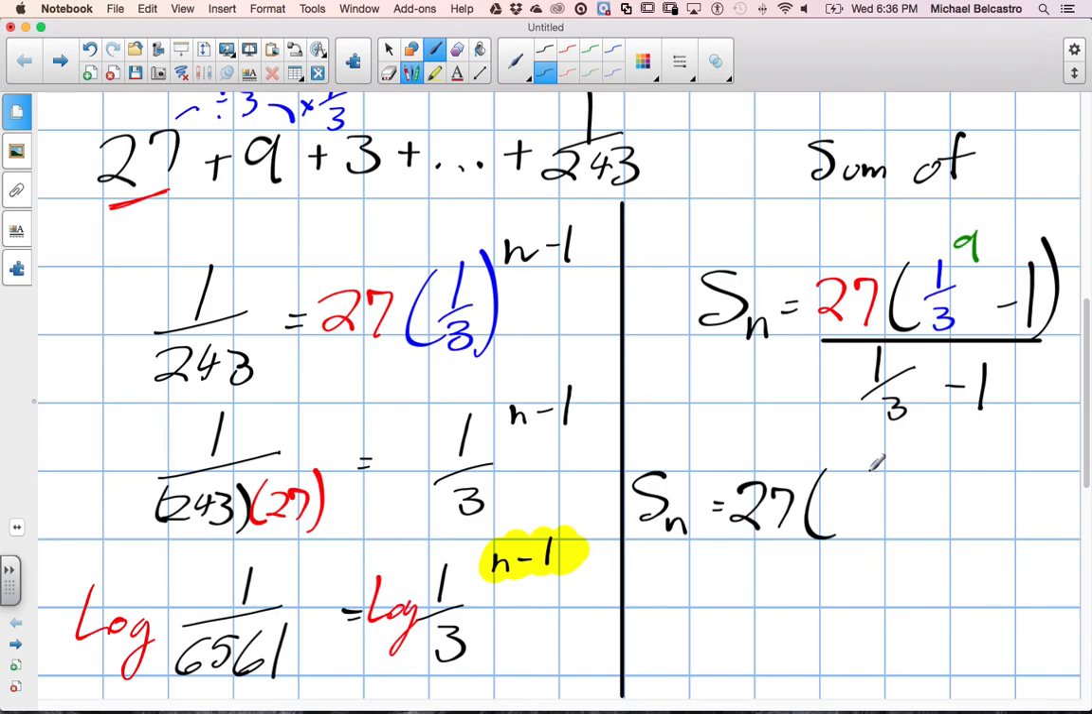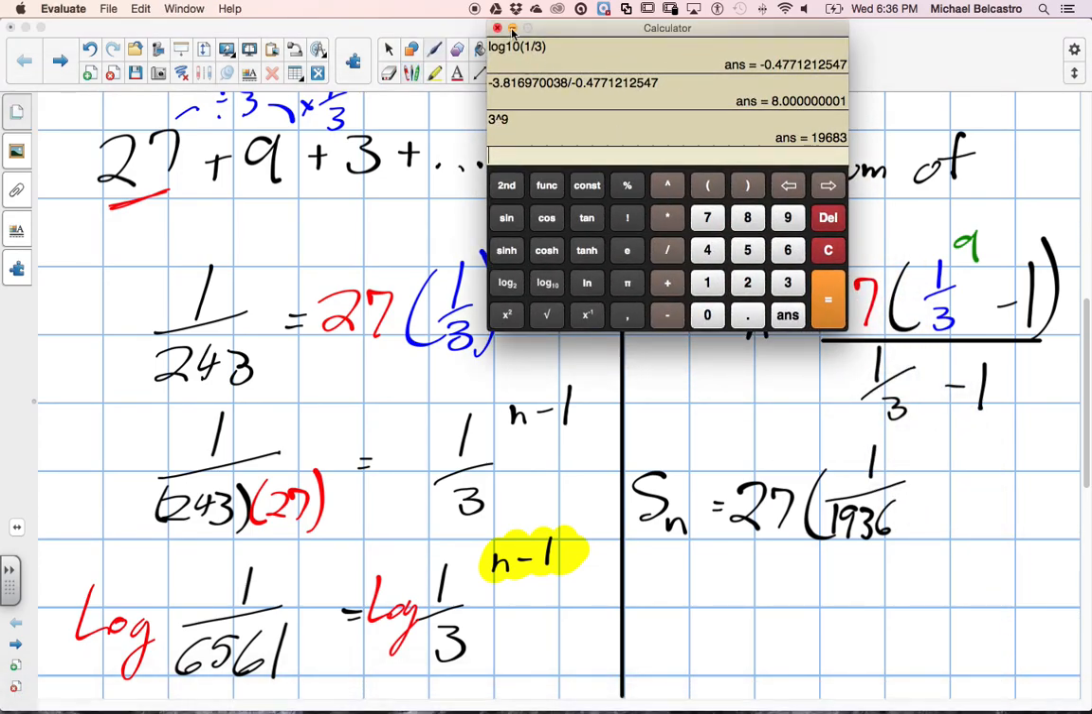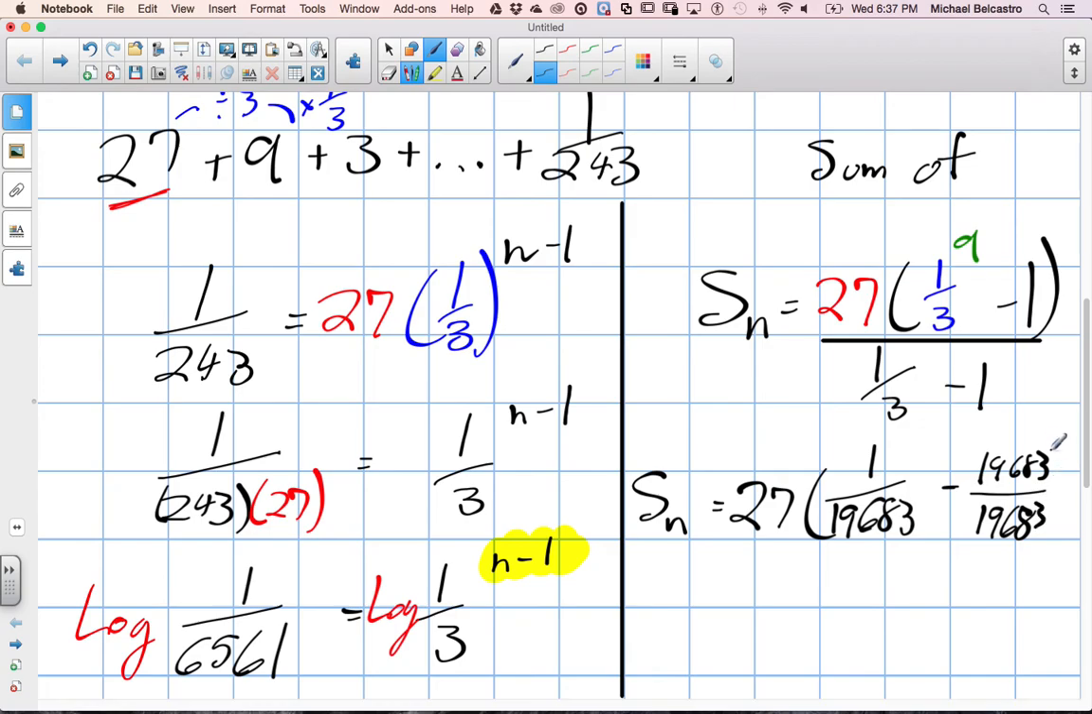So I have 27 times 1 over 19,683, I think I read that wrong. 19,683. And since we have to subtract, we'll be subtracting 19,683. And then all of that is still above. We'll make that a common denominator too as a fraction. 1 over 3 minus 3 over 3. So we'll do 2 at the same time.